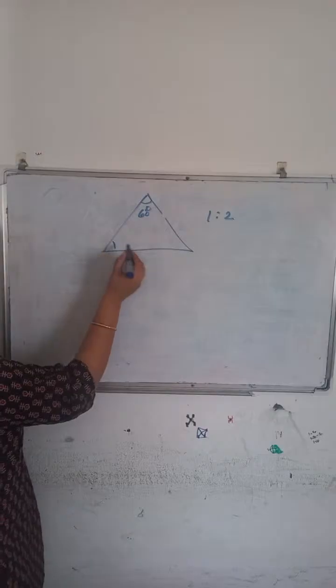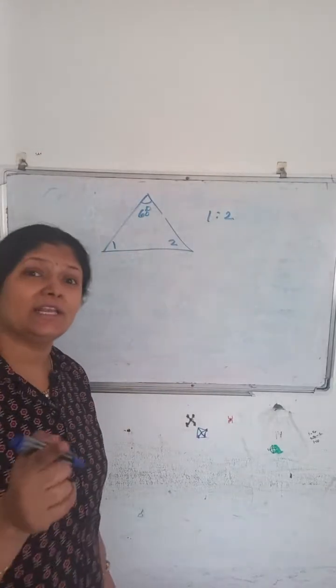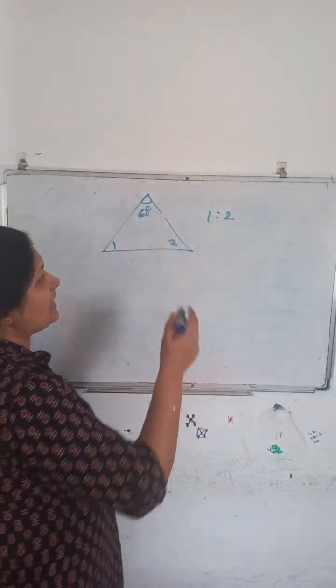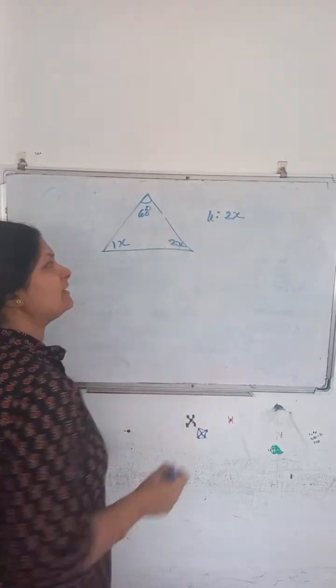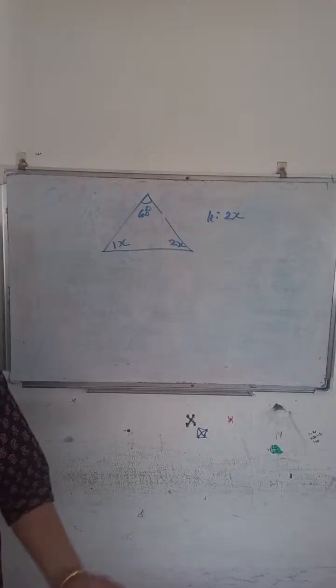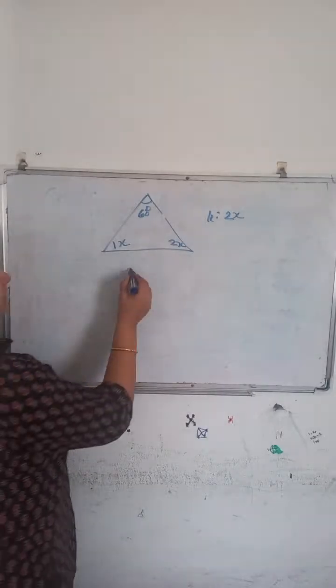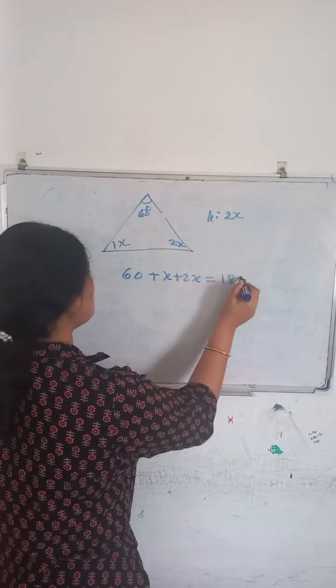Suppose you are taking this as 1 and this as 2, they are not the angle values, the ratios are given. That means we are assuming these angles as x. So here 1x and another angle is 2x. So which property can we apply to get the value of x here? Triangle angle sum property. Okay, 60 plus x plus 2x is equal to 180.